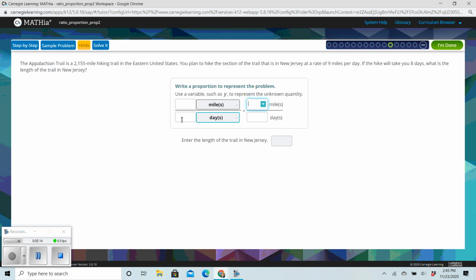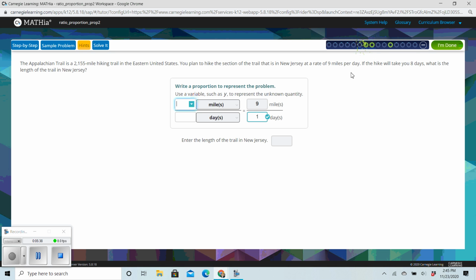Now, you can use either one to enter in your information, your rate. You can use either the ones that were given or the ones that you filled out. I'm just going to give the ones that were given. So how many miles did we say? We said 9 miles, right, per day. So how many days per day? That means 9 miles per every 1 day.